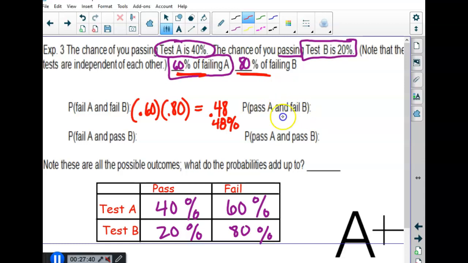Pass A, fail B. Can you guys do all these? Pass A and fail B. Fail A, pass B.